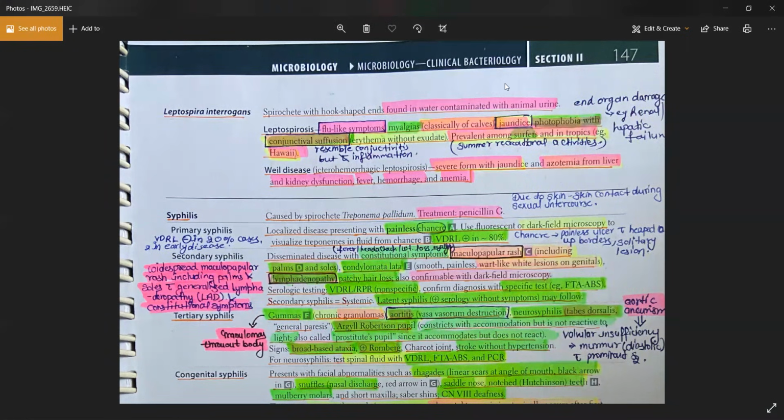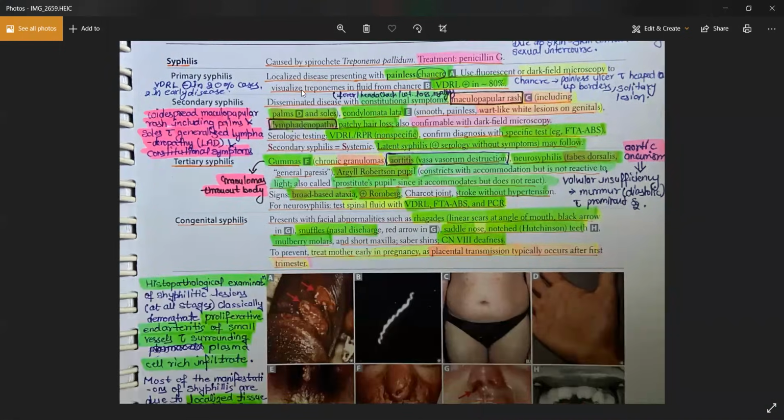They will ask you how he will acquire the infection, and it is by swimming or by getting contact in water which is contaminated with animal urine. Very important. Okay, any doubt? Leptospira? Anyone? Anything you want me to repeat?